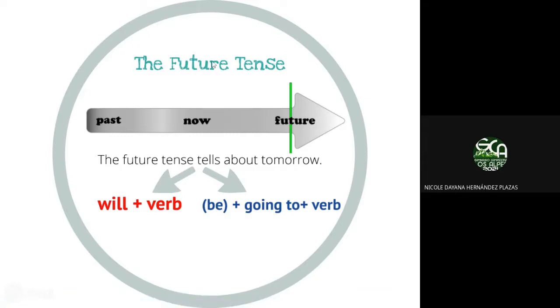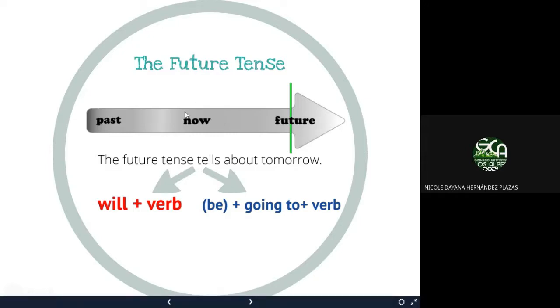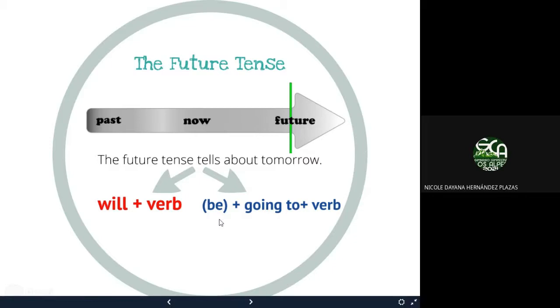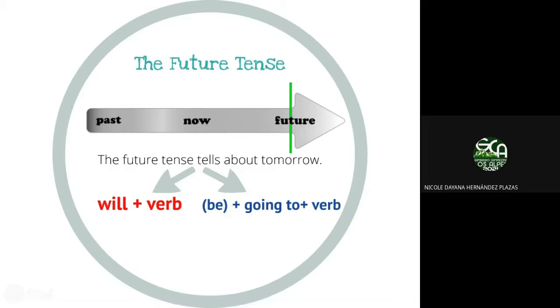So, for example, if I have this subject, I, which verb to be do I have to use? If I have I, am. I am. What about you? You are. And what about he, she, or it? Is. Very good. Look at this. I am going to do this. She is going to do that.